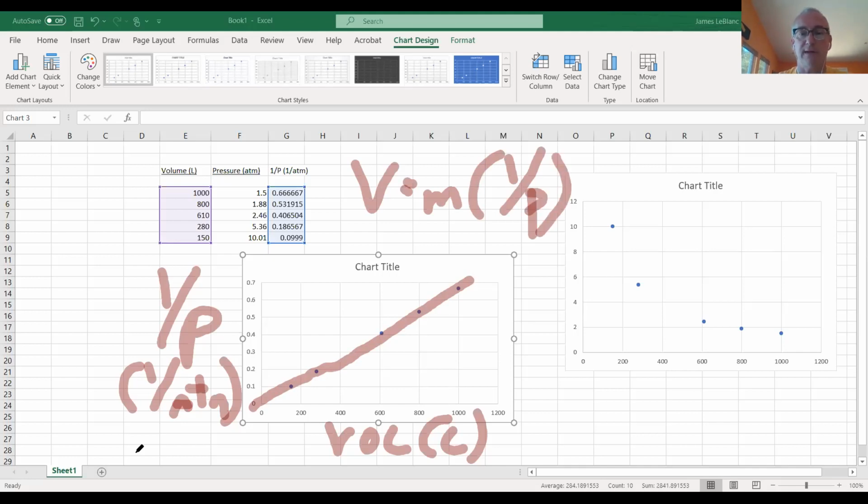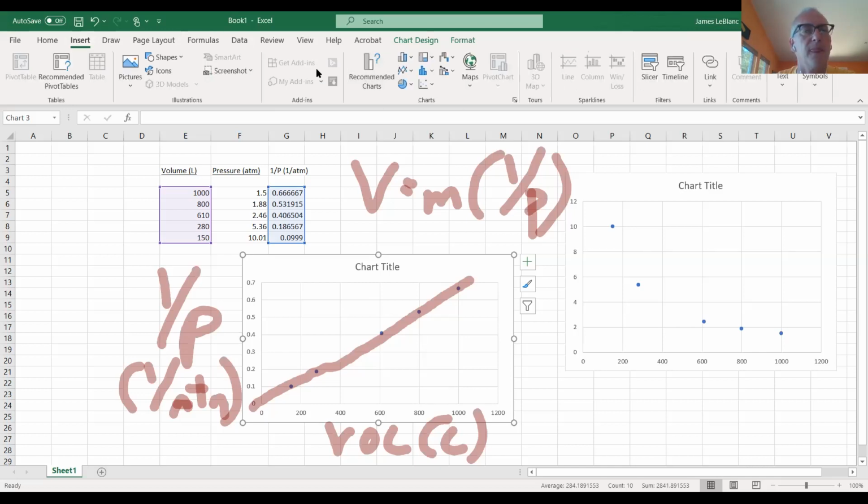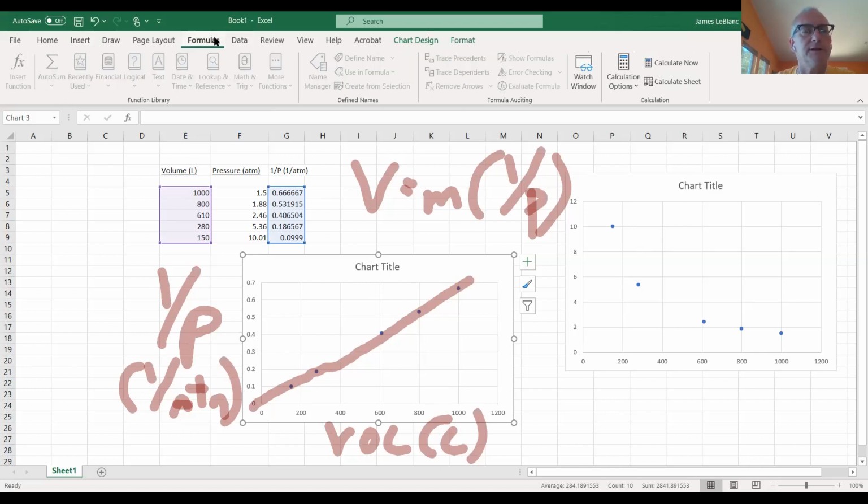So let's look and see what the slope of the line is. And my slope will be... God, I hate Excel. It should just show it. Formulas. I think that's it.